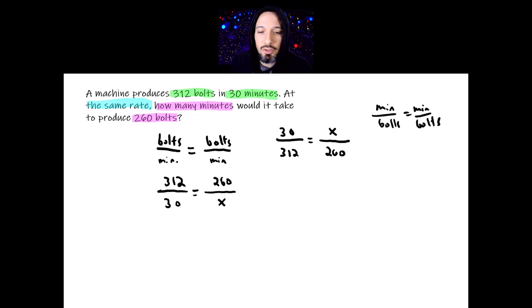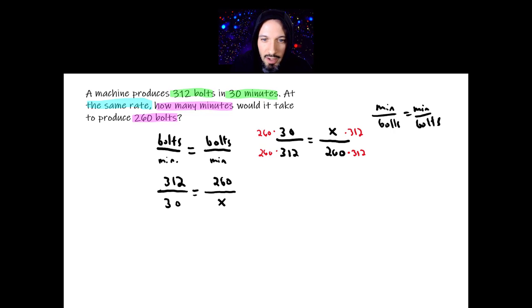Now, in this case, if your denominators are really big like this, you don't want to spend too much time trying to find the least common denominator. We just want a common denominator. And a fast way to do that is just multiply the 260 on the right side by 312. And I'll do the same to the numerator. And on the left side, I'll multiply this one by 260. So I'll basically use the number from the other side.